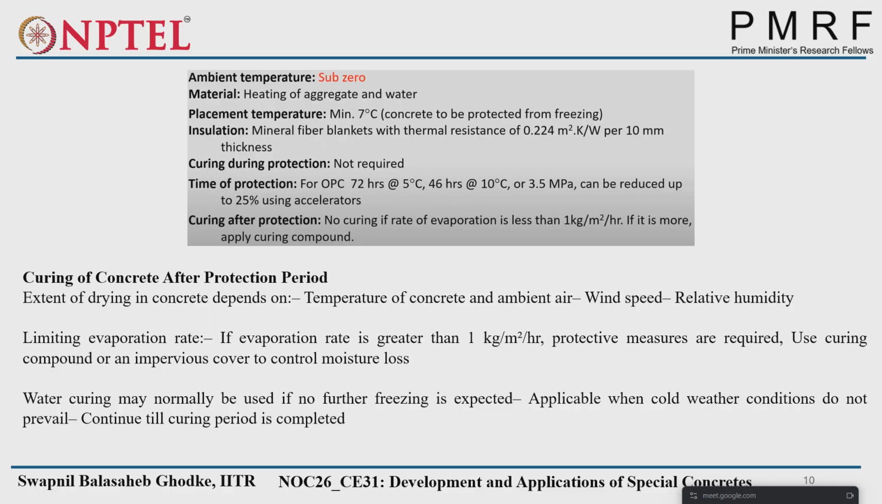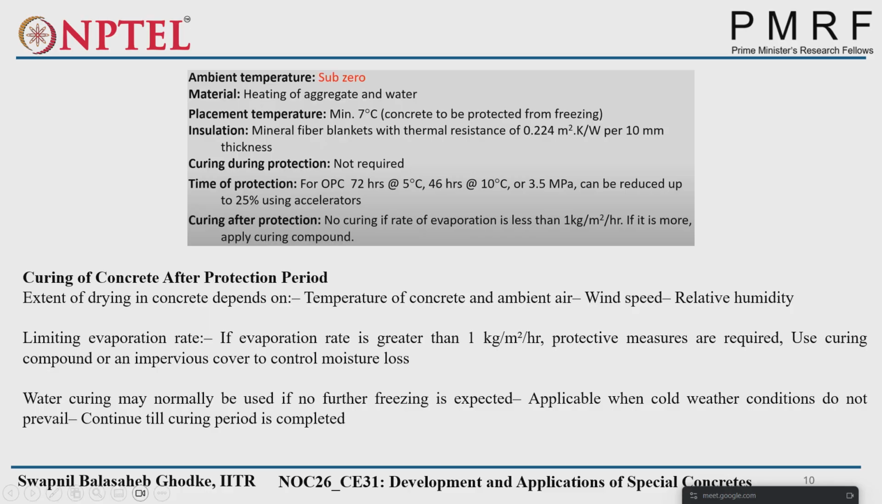So, the extent of drying in concrete depends on what? For any type of concrete we have cast, curing after the protection period means we protected the concrete for, suppose, 72 hours. After that, whether protection is required or not depends on which conditions? The extent of drying in concrete depends on the temperature of the concrete, ambient air, wind speed, and relative humidity.